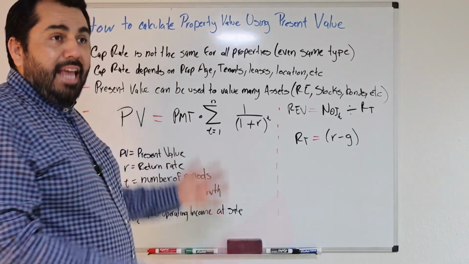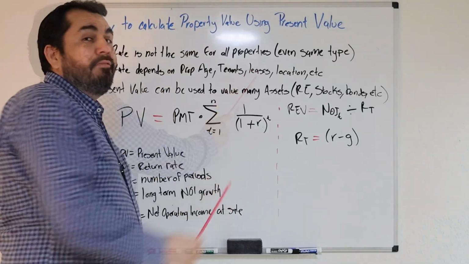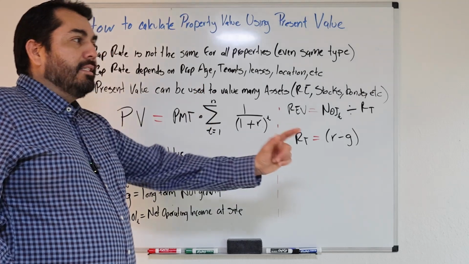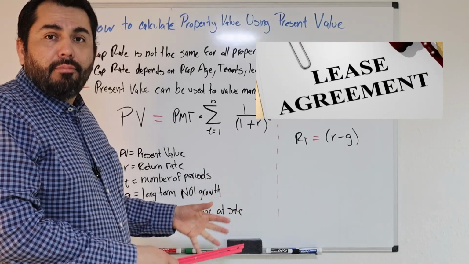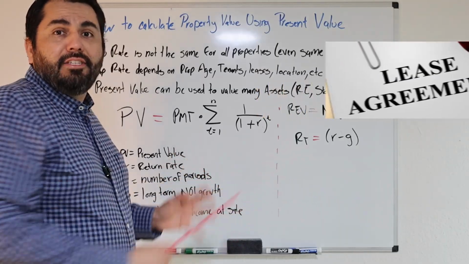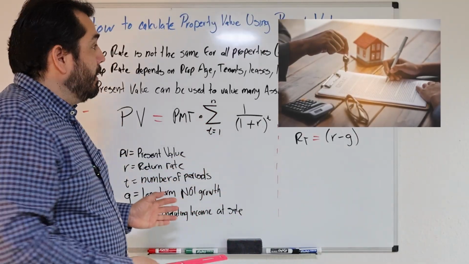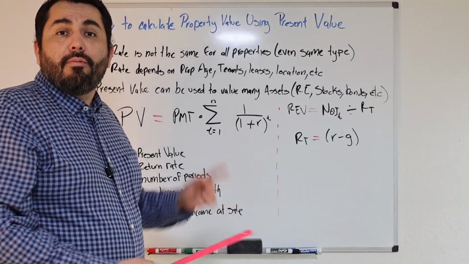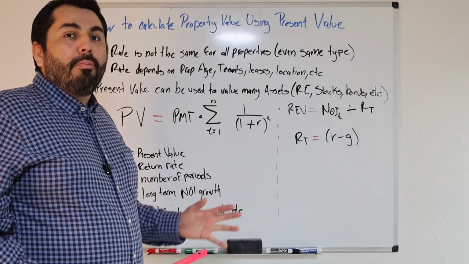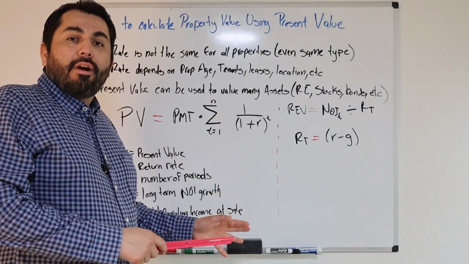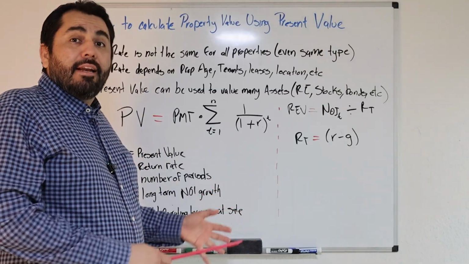So maybe you have the same type of property, the same square footage, but different leases. Maybe you have an industrial property with one long-term lease, maybe a 5 or 10 year lease. And maybe you have a similar industrial property, but with 10 leases instead of one, and those leases, instead of 5 years, are 1 year. So which property do you think has the lower cap rate? Of course, the one with fewer tenants and more credit tenants.